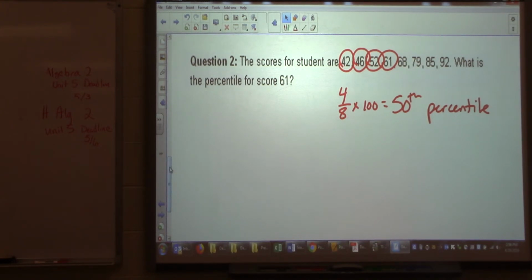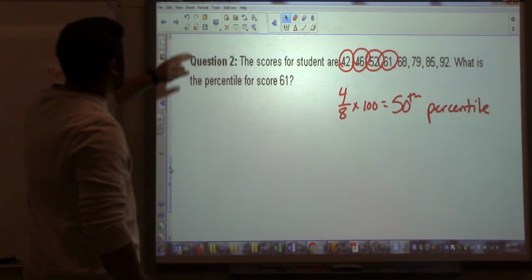Cool. Did we all get that? Do you all get 50th percentile? Yes. Percentile rank's pretty easy, right? At or below. At or below.